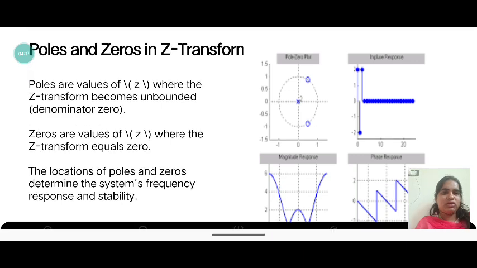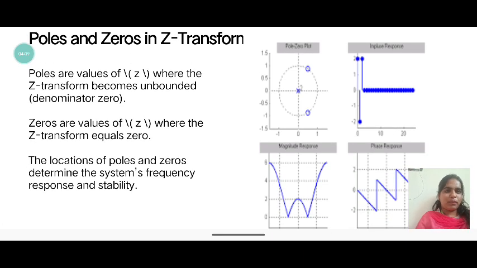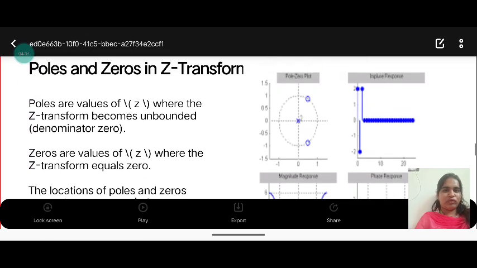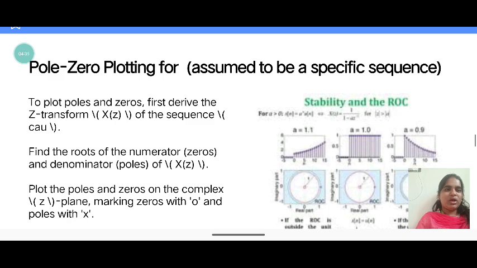These are the different poles of the Z-transform. There are many poles of the Z-transform, but I included only four. Poles are the values of z where the Z-transform becomes unbounded, with denominator zero. Zeros are the values of z where the Z-transform equals zero. The locations of poles and zeros determine the system frequency response and stability. This is called a pole, one of the circular poles.